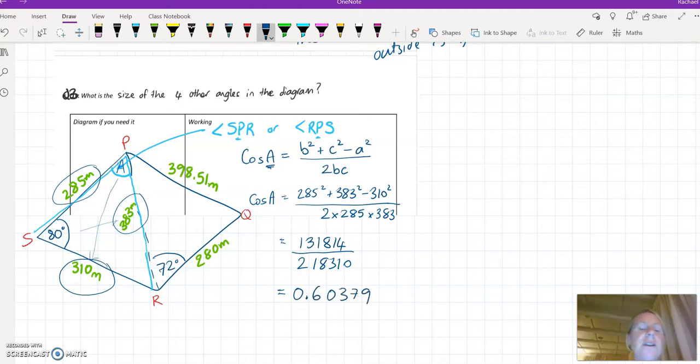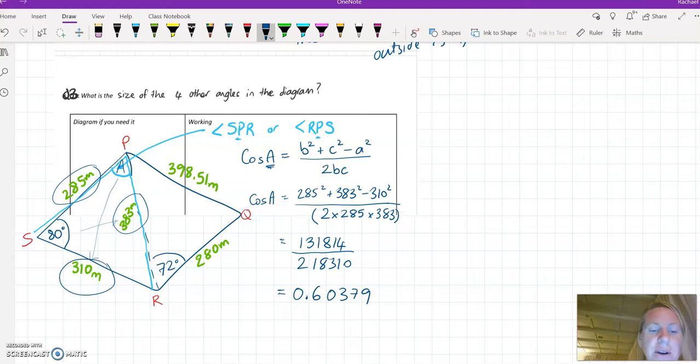You could, of course, also, and sometimes I do this, type in my top, push equals for that numerator on the top, then do divide by and put brackets around that whole denominator. So bracket 2 times 285 times 383. We talked about this when we did the cosine rule in class. Anyway, so we're at 0.6. Remember, that's what cos A equals.